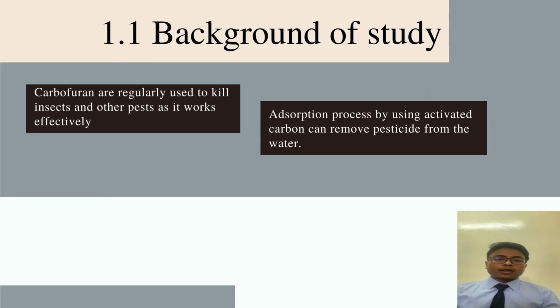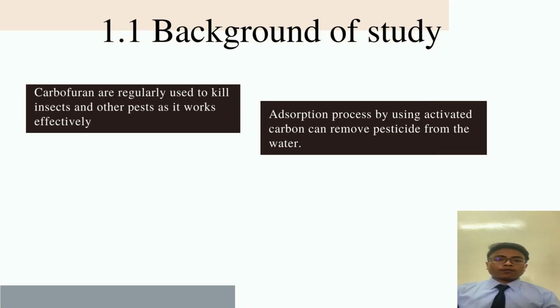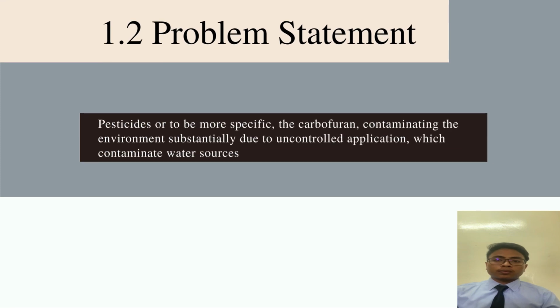Background of study. Carbofuran is regularly used to kill insects and other pests as it works effectively. Adsorption process by activated carbon can remove pesticide from the water. For the problem statement, pesticide, or to be more specific, carbofuran, is contaminating the environment substantially due to uncontrolled application, which contaminates water sources.